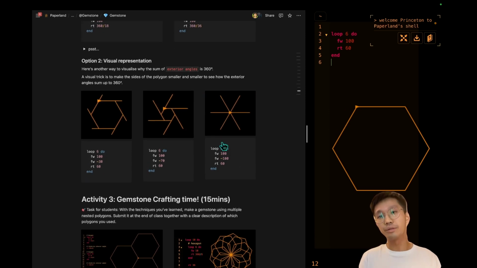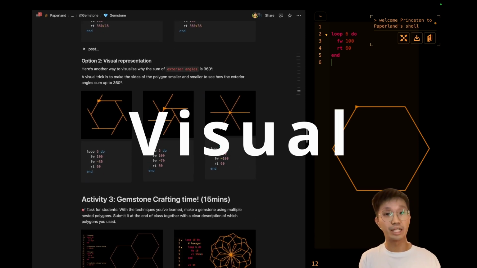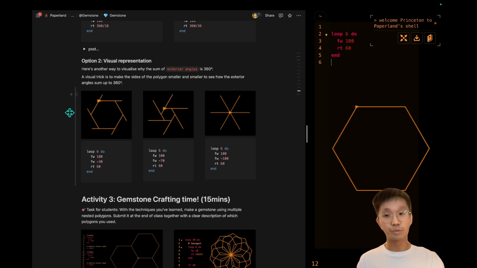Another excellent way to do this is through visual representation. So if you were to extend a line outwards from the edge of the polygon, you could see that as I make the polygons smaller and smaller, it approaches this shape where the sum of the turning angles is 360. So that's another interesting visual representation of why it adds up to 360 degrees.